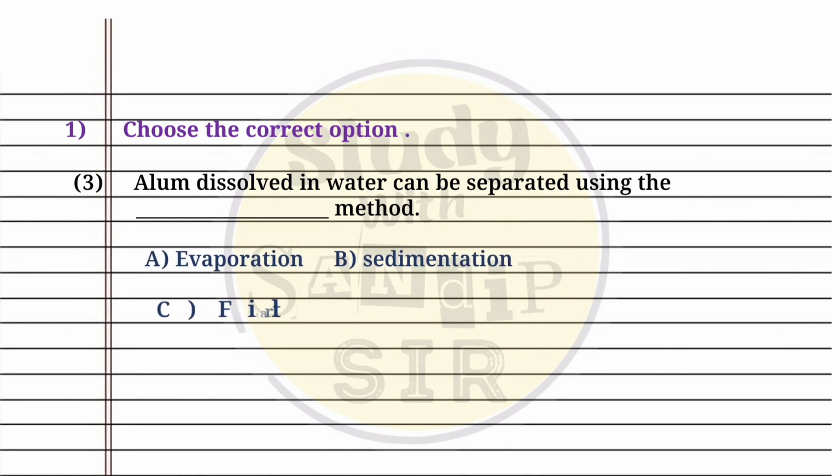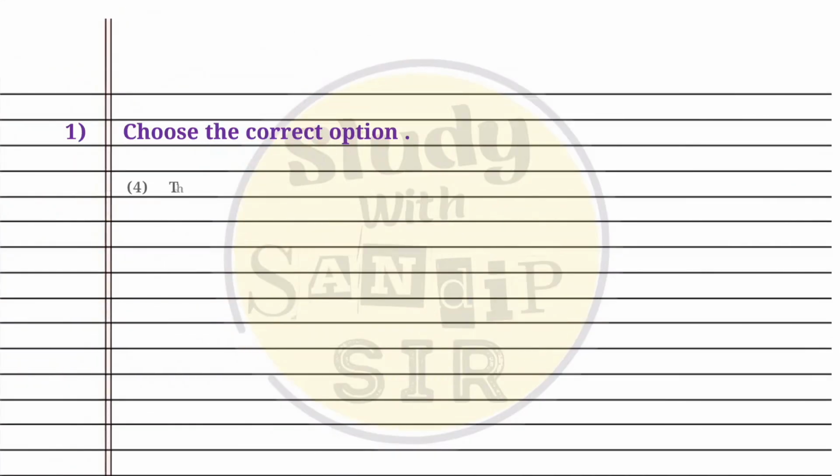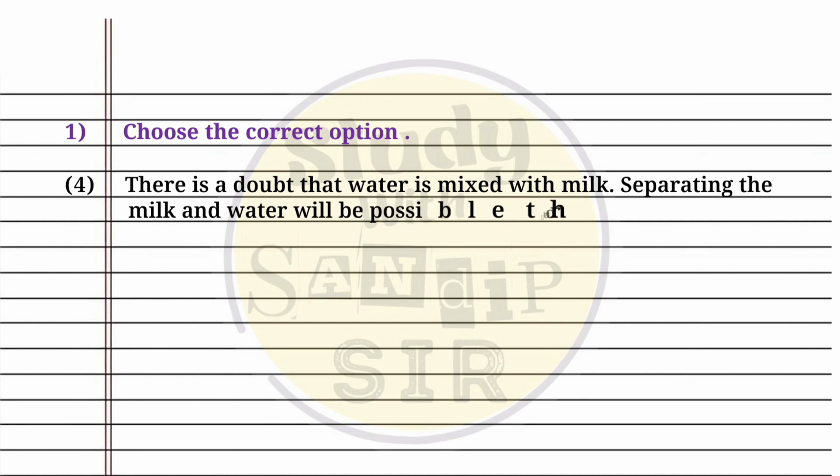Third, alum dissolved in water can be separated using the dash dash method. A. Evaporation. B. Sedimentation. C. Filtration. D. Decantation. The right option is option A. Evaporation.